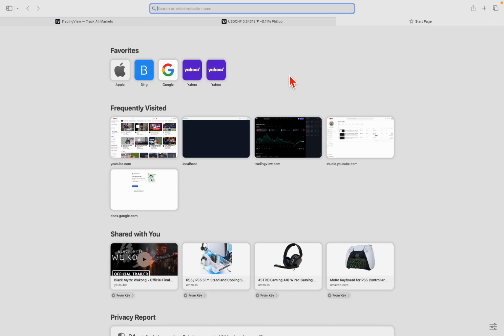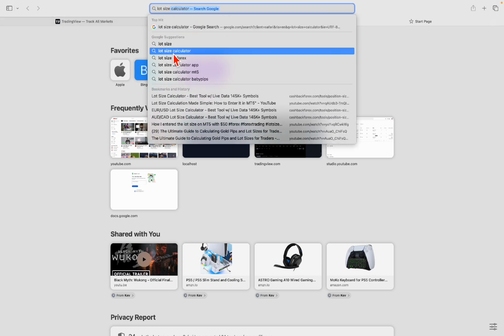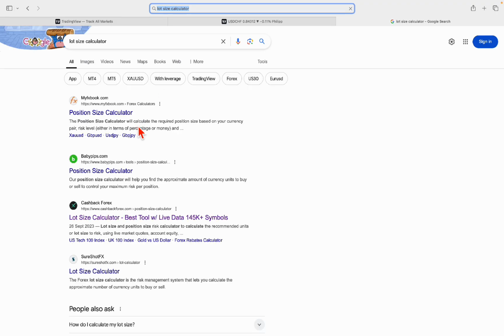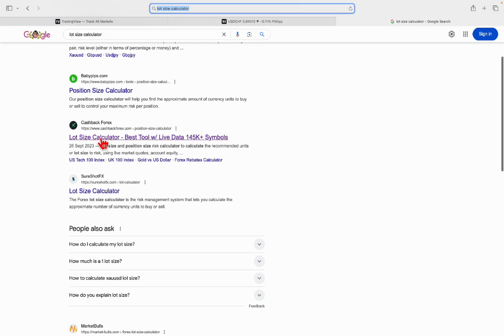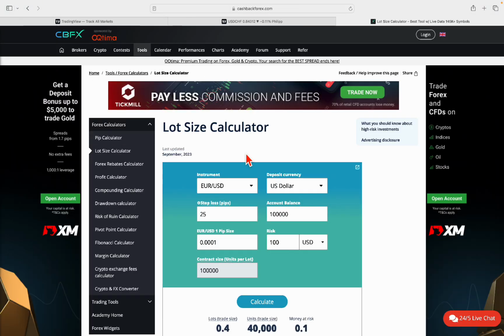With the lot size calculator, you go to the browser, then search "lot size calculator" right here. When you search, there are going to be a lot of lot size calculators, and personally I use this one because it gives me an accurate lot size for my trade.